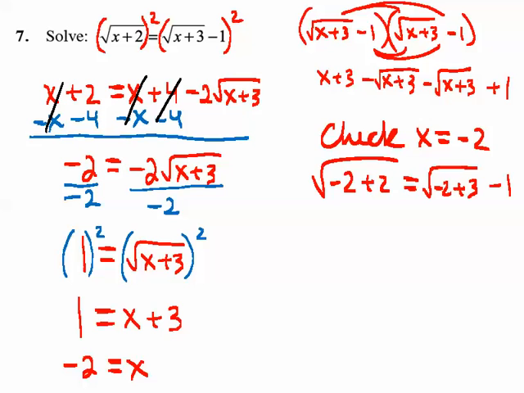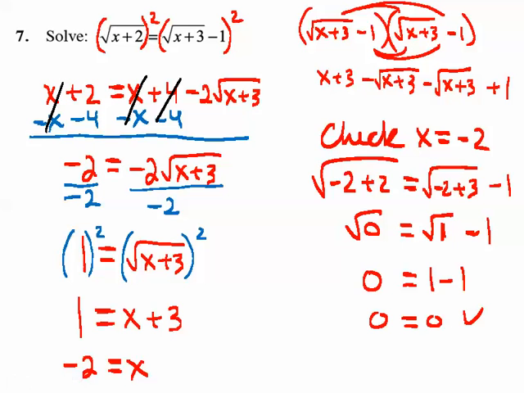Alright, did it check out or no? So negative 2 plus 2 is 0, so we've got a square root of 0 on one side. Negative 2 plus 3 is 1, so we've got a square root of 1 on that side, minus 1 still. Square root of 0 is 0. Square root of 1 is 1. 1 subtract 1 is 0. Yes, it did check out. There it is. x is equal to negative 2 is the answer.